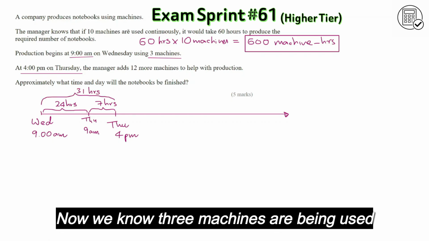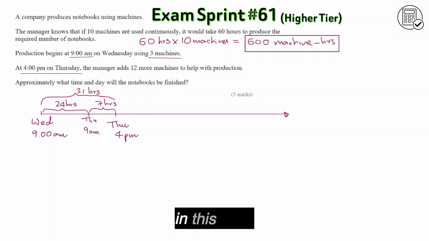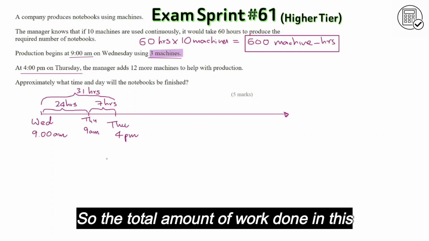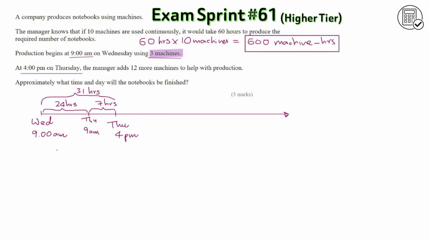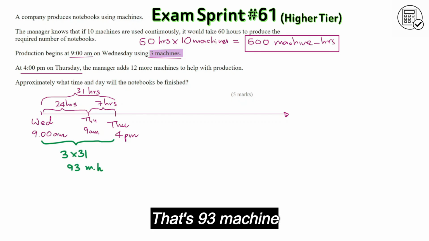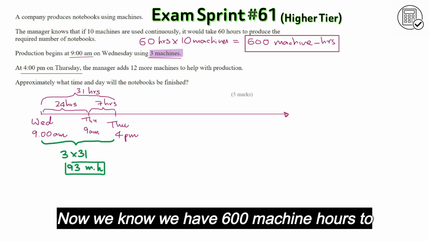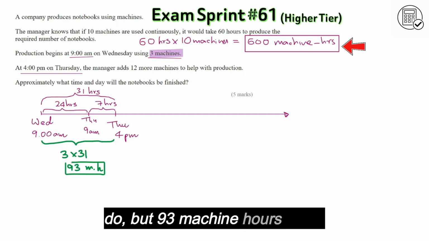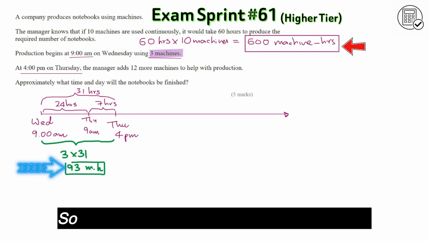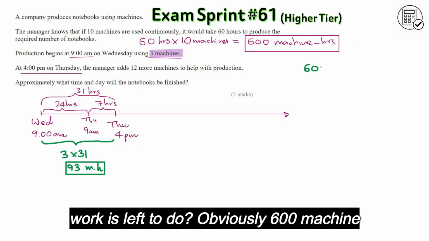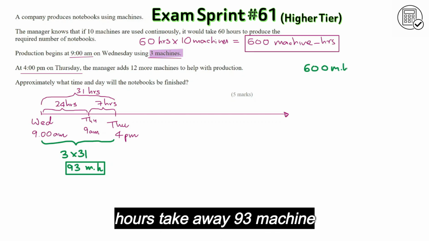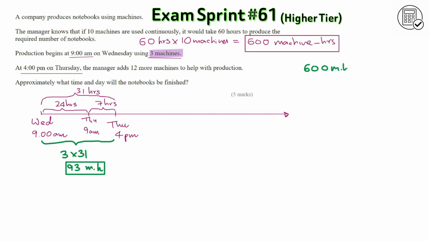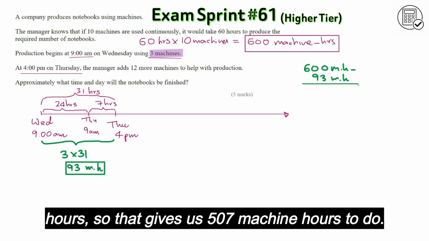So the total time from here to here is 24 and 7, 31 hours. Now we know 3 machines are being used in this time. So the total amount of work done in this time is 3 times 31, that's 93 machine hours. Now, we know we have 600 machine hours to do, but 93 machine hours done. So what's the balance now? How much more work is left to do? Obviously, 600 machine hours take away 93 machine hours. So that gives us 507 machine hours to do.